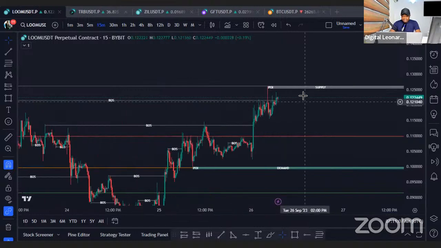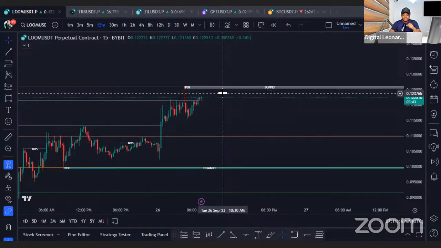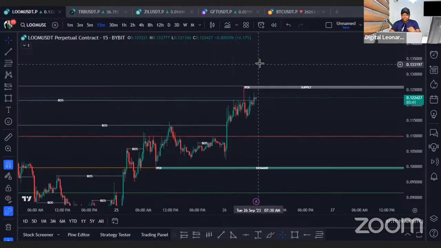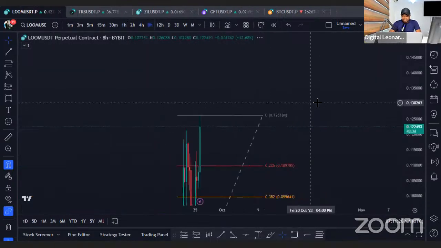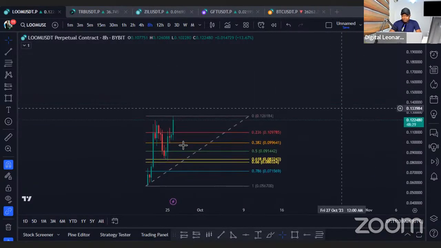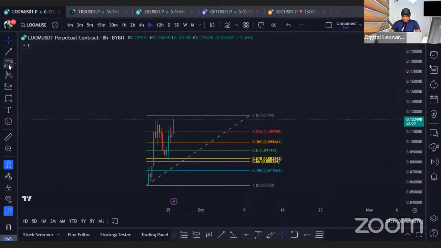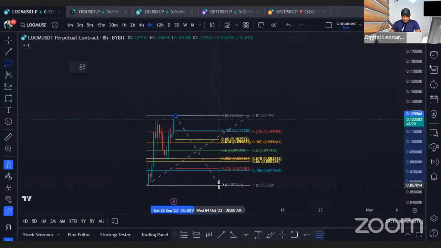So what I want to see is another rejection at this level. The only way you can actually scalp this token is if you have enough capital in your account and you're using cross margin. Because this token can start shooting up anyhow. So let me bring my Fibonacci retracement and let's see possible areas that this token can actually go to.